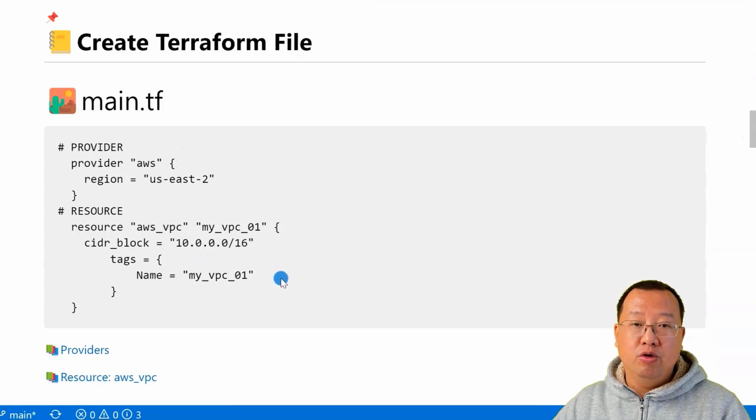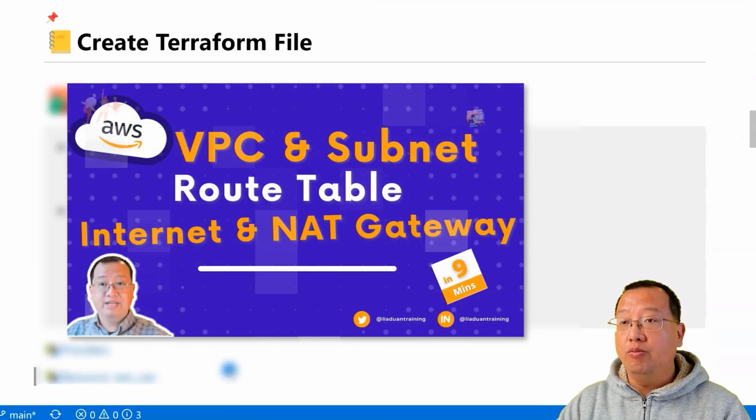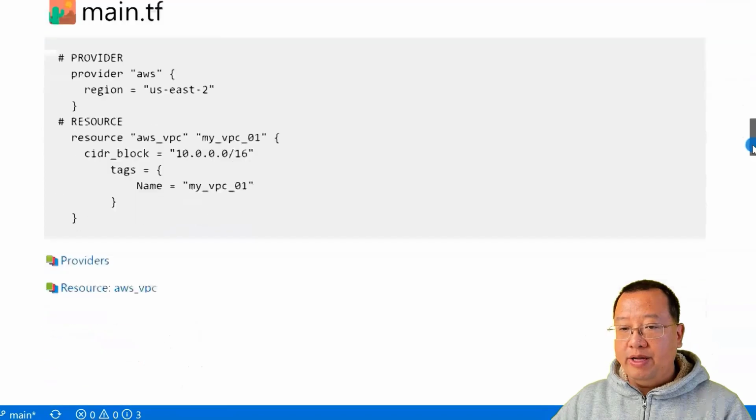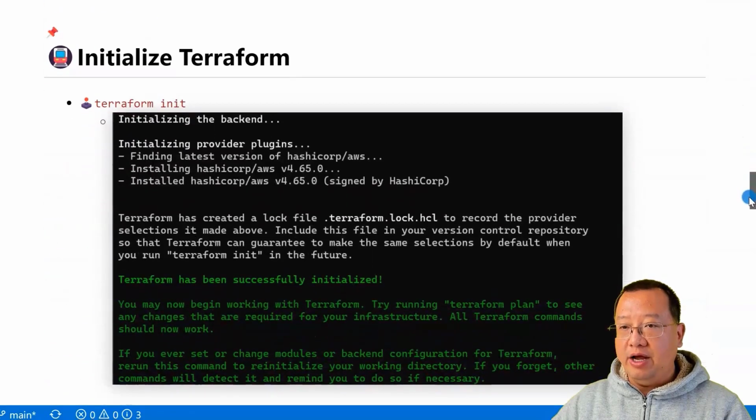If you want to know more about parameters and the resource, check out the official document. If you're interested in AWS VPC, subnet, route table, internet gateway, please go through my video, AWS VPC and subnet for beginners. Next topic is Initialize Terraform.